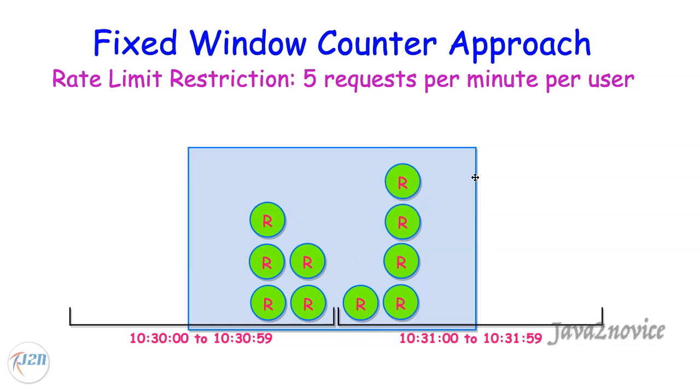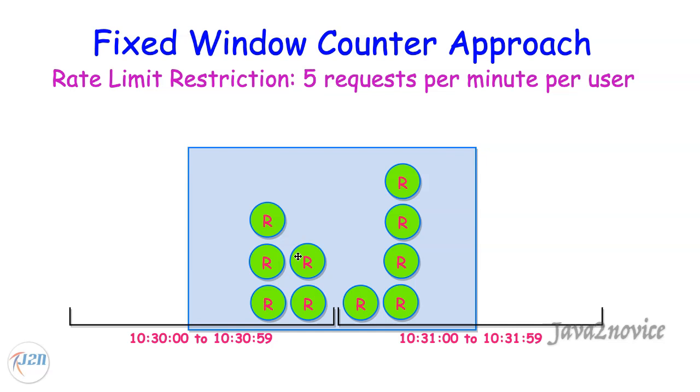Now, if we consider a 1 minute window period from the middle of these two fixed window periods, let's say this is the 1 minute window period, then double the requests were allowed within the 1 minute time frame, which is not acceptable. Our rate limit is just 5 requests per minute per user, but we have processed 10 requests per minute. This is the drawback with the fixed window counter approach.